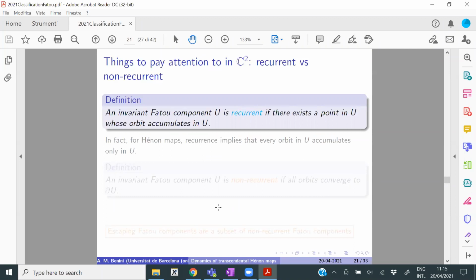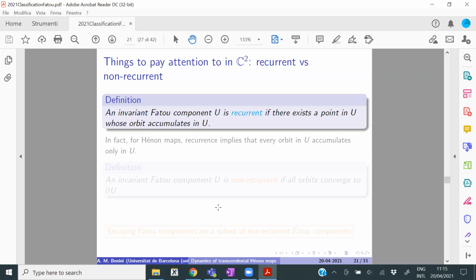So before we get into the core of the matter, let me point out that there are a couple of things that you should be paying attention to when you look at C2. The first thing is that it's useful to distinguish between cases in which, you have a Fatou component, okay? This is our setup. Now it's useful to distinguish the case in which you have orbits which accumulate in the inside of your component and the case in which the orbits converge to the boundary of your component, okay? Then we will consider the special case in which they converge to the actual line at infinity, to the boundary of your space.